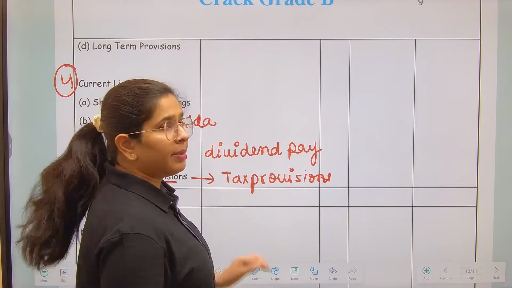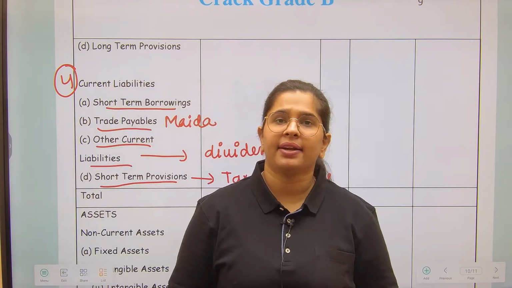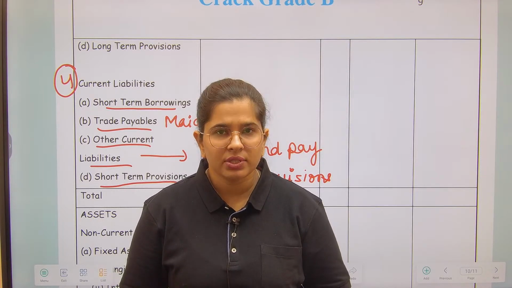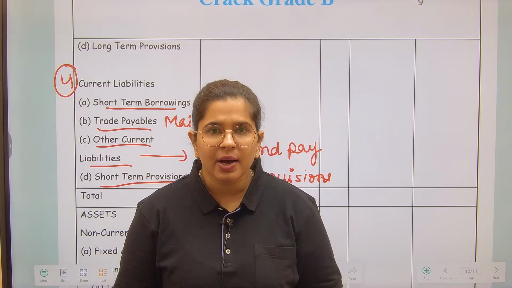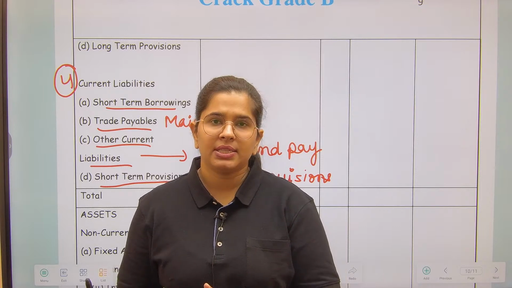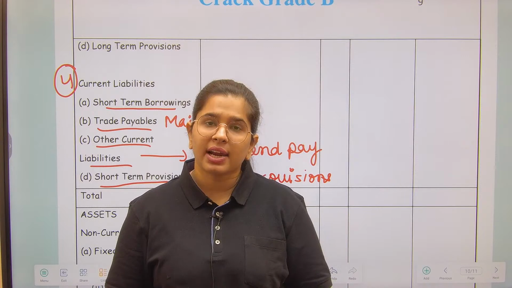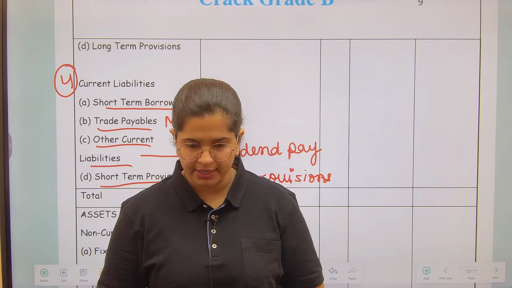Other current liabilities, like you have not paid electricity bill. Electricity bill is outstanding, rent is outstanding, employee's salary is outstanding. All these expenses you need to clear within a period of 1 year. Hence, I will club them in my current liabilities.